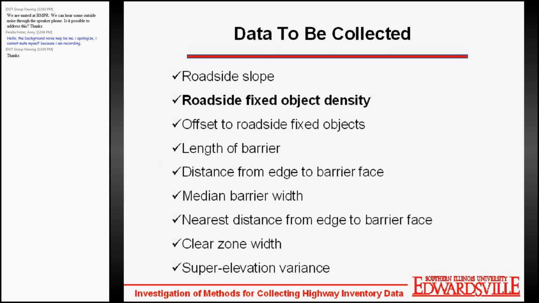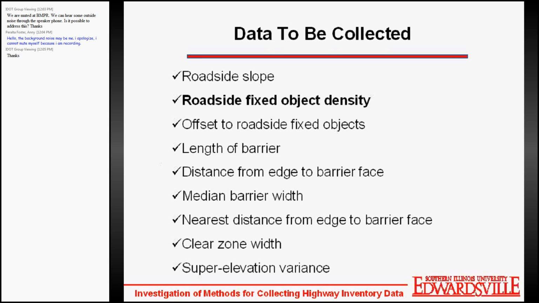So based on the study results, those are the main data we need to collect. So roadside slope and a lot of information about roadside fixed objects and the density. And also offsets to the roadside fixed objects. Some like median barrier and how long it is. This is more like linear objects.